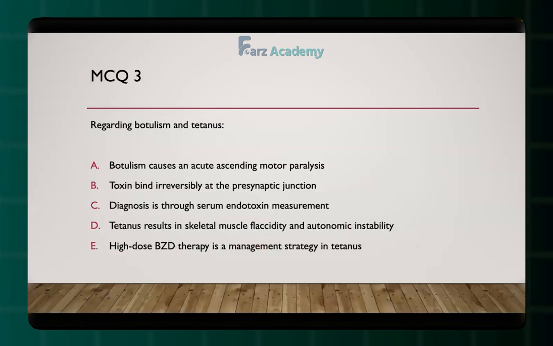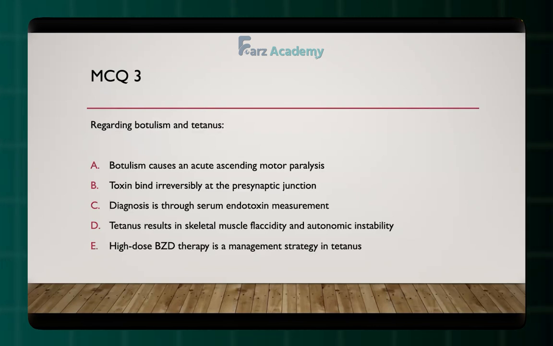Next one. Regarding botulism and tetanus. Botulism causes an acute ascending motor paralysis. Toxin binds irreversibly at the presynaptic junction. Diagnosis is through serum endotoxin measurement. Tetanus results in skeletal muscle flaccidity and autonomic instability. And high dose benzodiazepine therapy is a management strategy in tetanus, which is true.